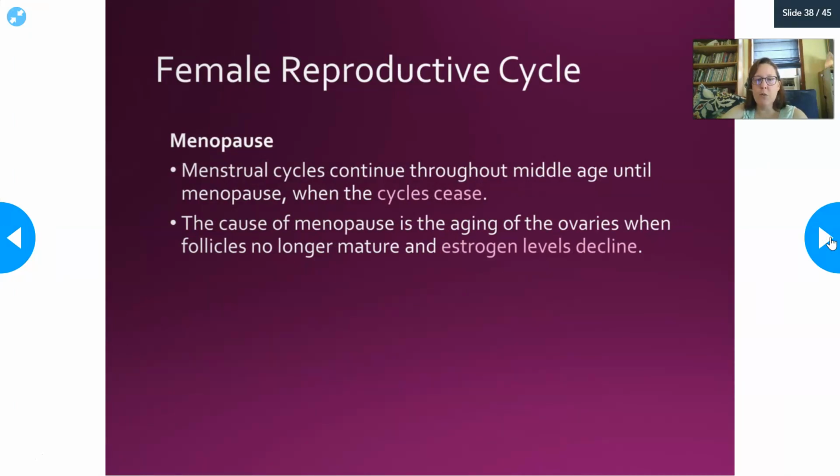Okay, so menopause is when all of this stops. The menstrual cycles will continue throughout middle age until menopause, when the cycle will cease. The cause of menopause is the aging of the ovaries, when the follicles no longer mature and estrogen levels decline.